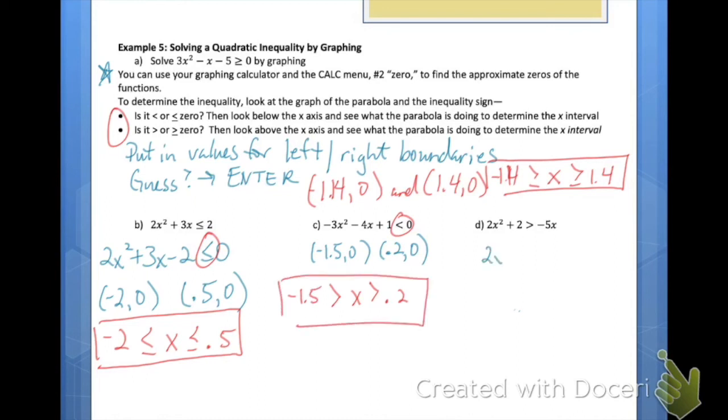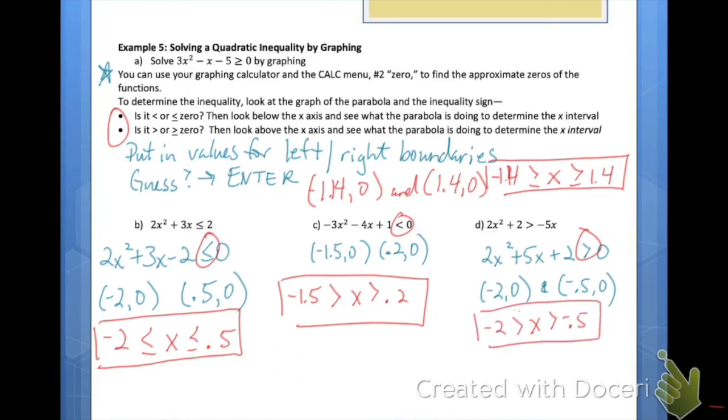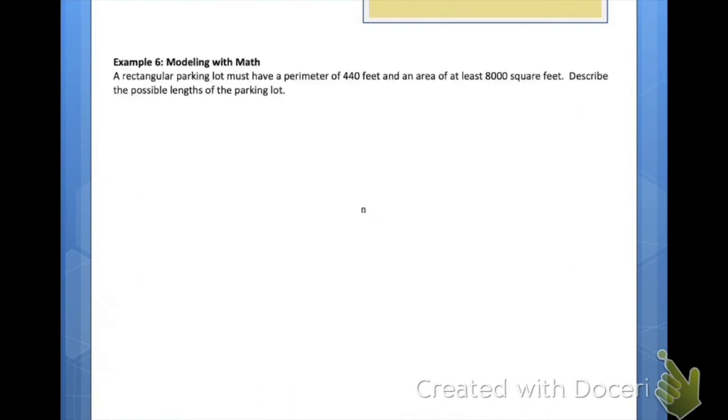And then finally, writing this one in standard form, we're going to add our 5x over, put that on our graphing calculator, and find our x-intercepts at (-2, 0) and at (-1/2, 0). And then we're looking for the part of the parabola that is greater than where y is 0, so that will be the legs, those branches that are going upwards and out, which are above the x values that are greater than -1/2 and less than -2.